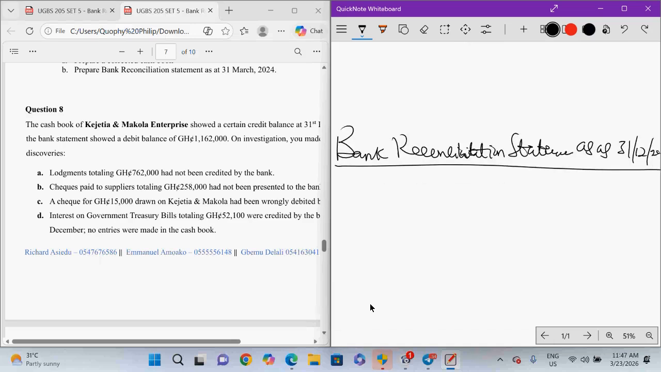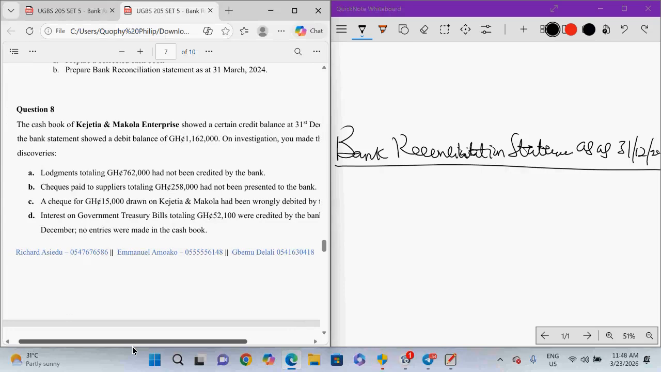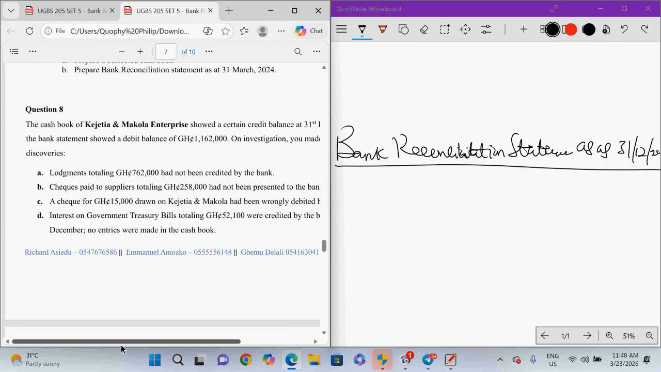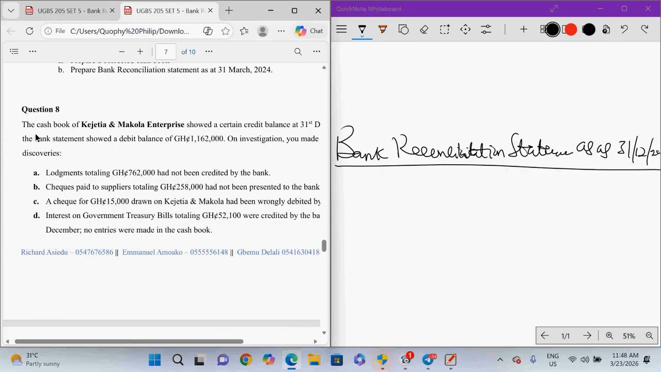All right, okay. So now from the question, they said it showed a credit balance. The cash book showed a credit balance as at 31st 2024, while the debit showed a balance of this. So see here, they didn't give us the cash book balance. Did they give us the cash book balance? No. Only the bank statement. The bank statement. So with that, how do we go about with the cash book?